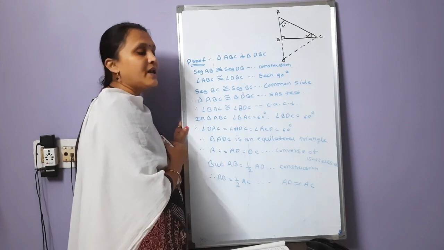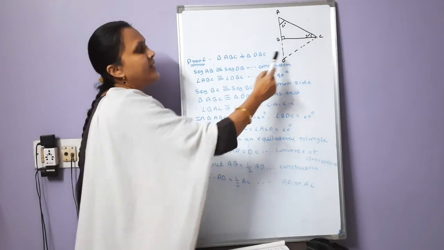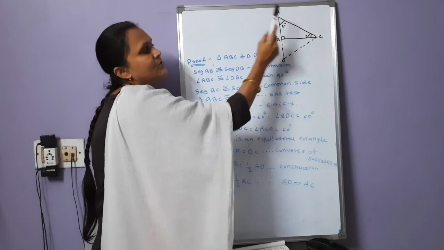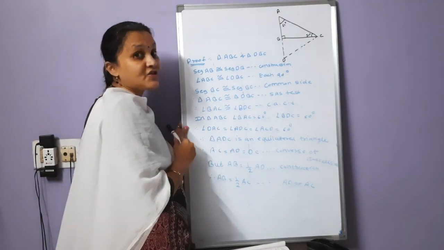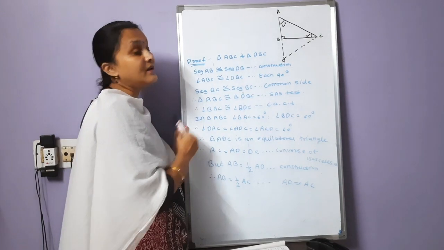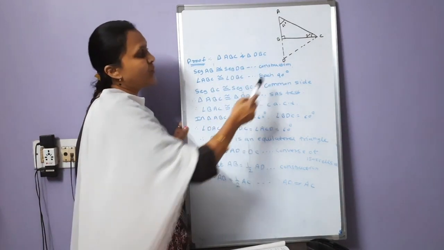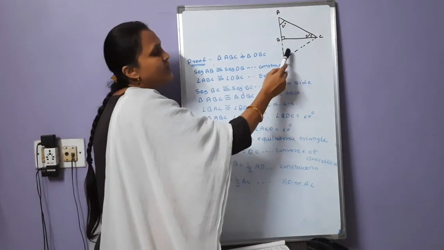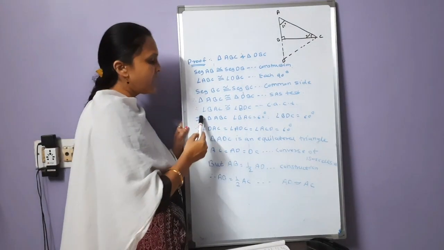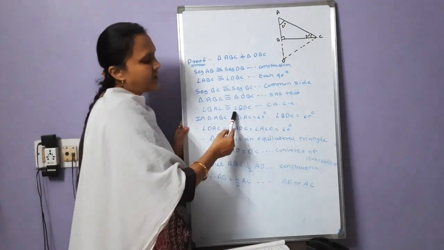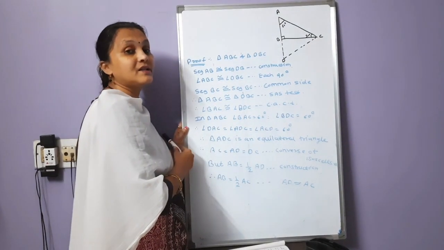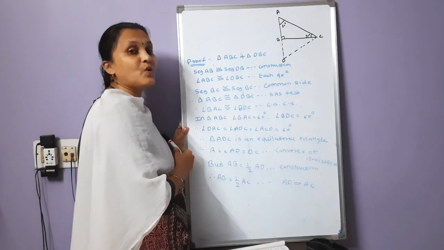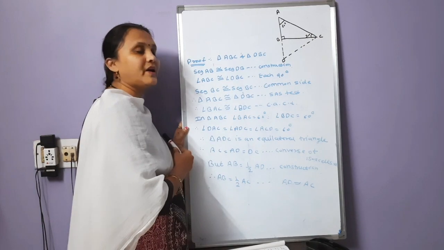Getting up to this? Now the next one: angle BAC is 60 degree. Then what is the measurement of this angle? Just in the last lecture we learned CACT. Therefore the measurement of angle BDC is also 60 degree. Therefore angle BAC equals angle BDC equals 60 degree. These are nothing but CACT, corresponding angles of congruent triangles.